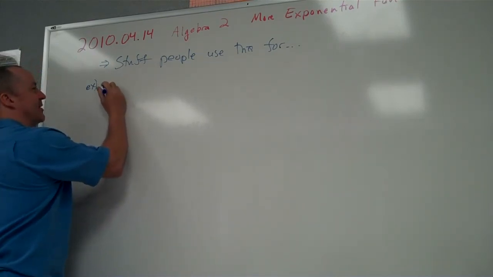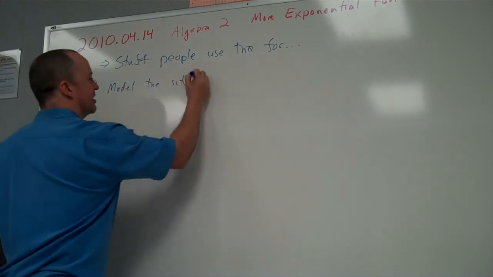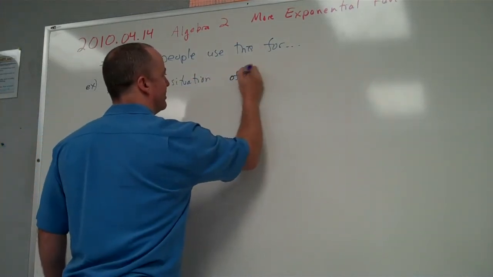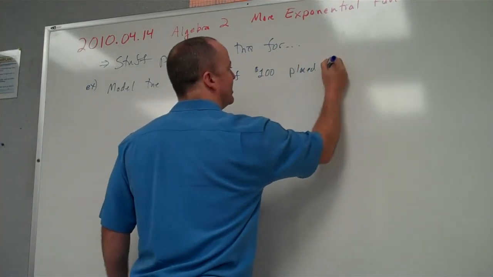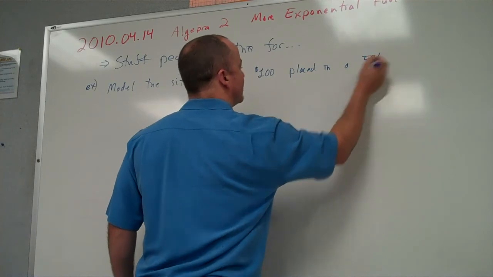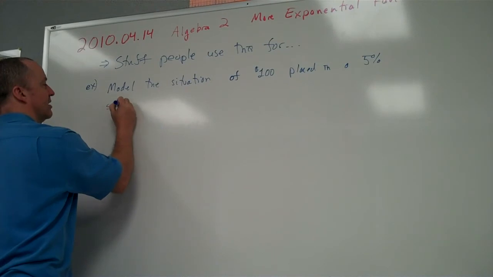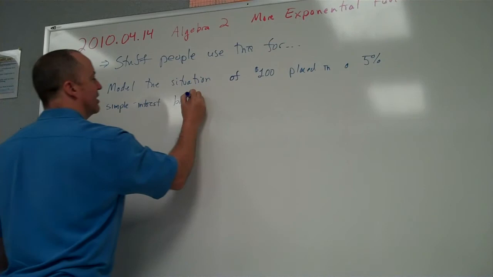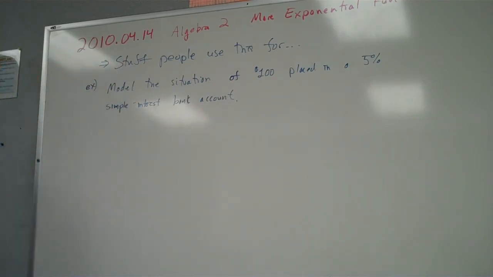here's what I'm going to say. Model the situation of $100 placed in a 5% simple interest bank account. Okay, model the situation means write me a fancy math equation.